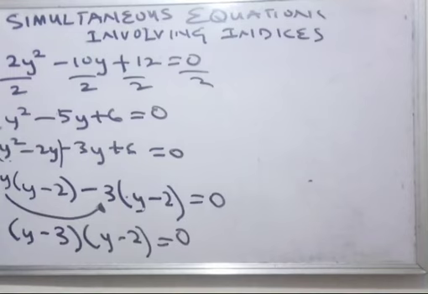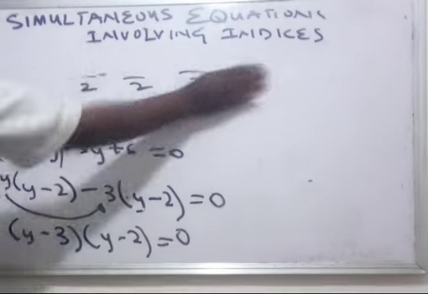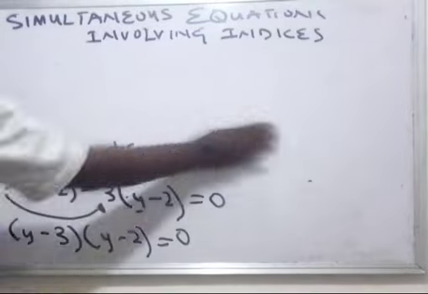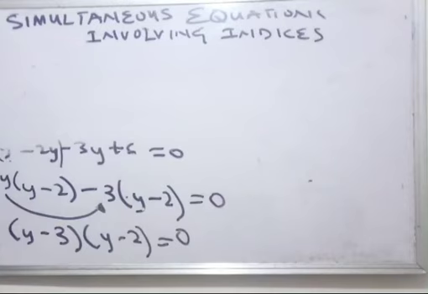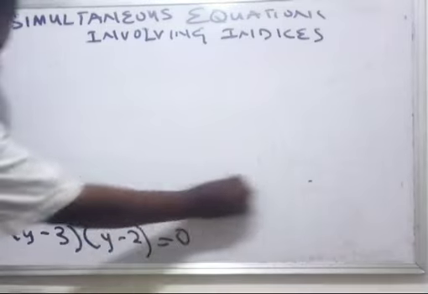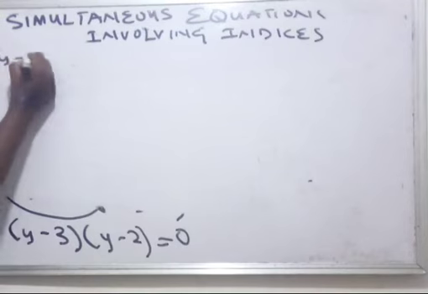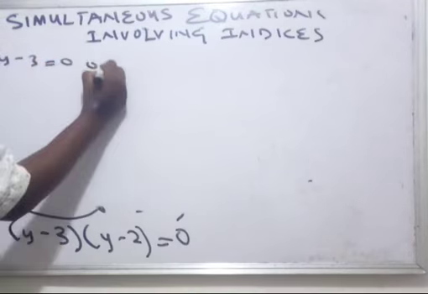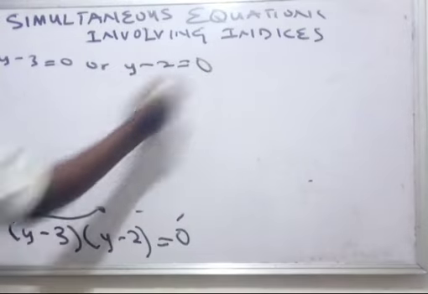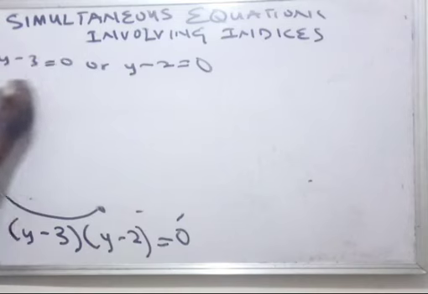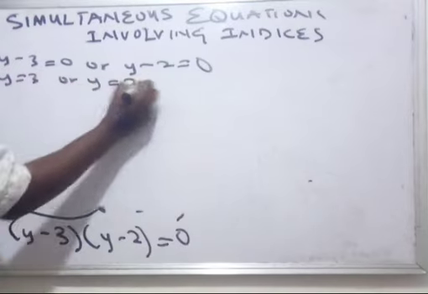Very easy, isn't it? So the next thing to do is the last stage, to get what our values for y are. In fact, from here you can get it already, but let's just do it again so that others can understand. So what this means is y minus 3 is equal to 0, or y minus 2 is equal to 0. When you bring the minus 3 out, it becomes plus 3. So y equals 3 or y equals 2.